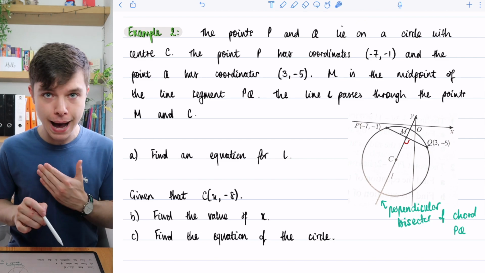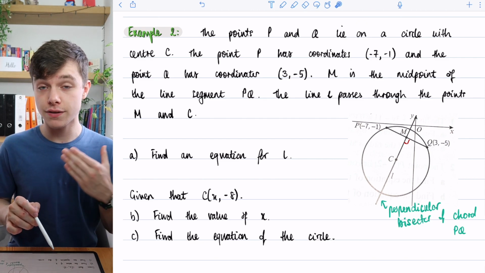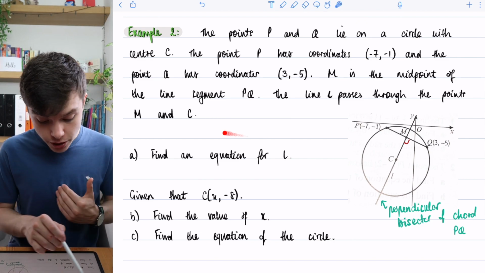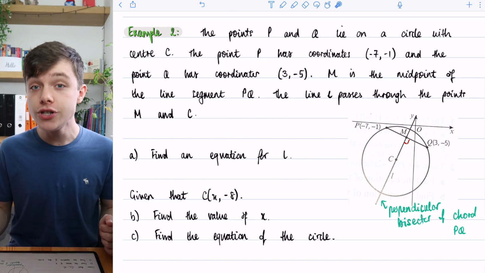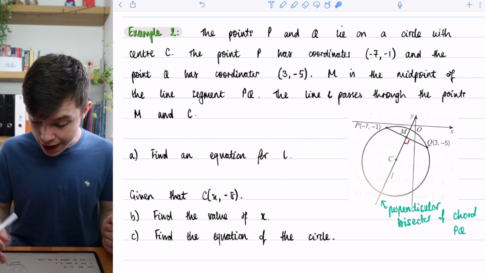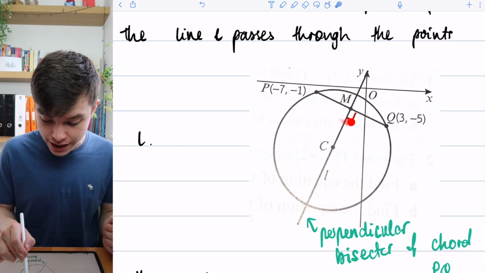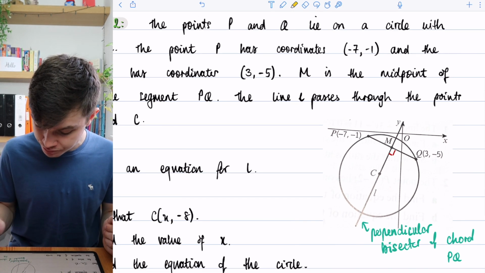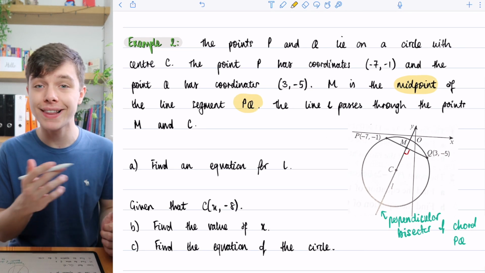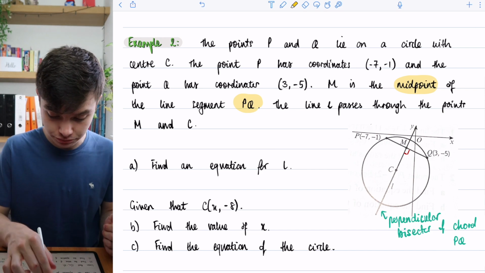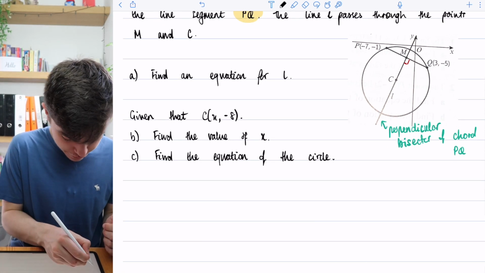Because it's part B, to work out the centre of the circle, we're probably going to need the equation of L. So let's ignore the centre for the minute. We do, however, know that the line L passes through this point M, and we're told that M is the midpoint of PQ. So let's work out the point M. We will do that first.